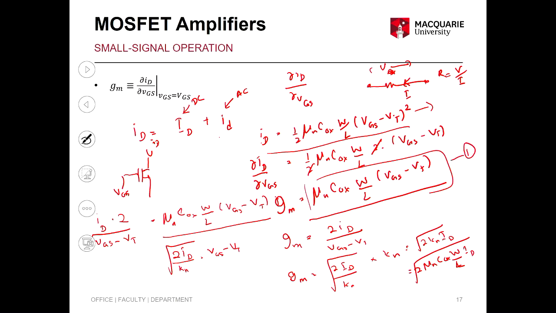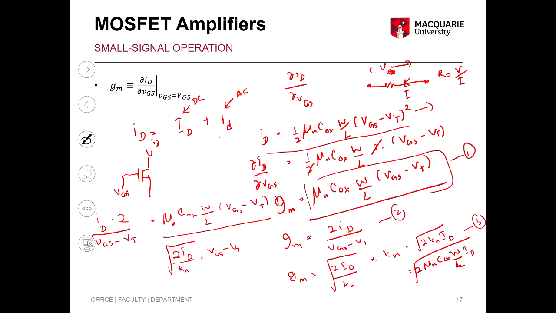Now there's a bit of a confusing message here. If you look at this formula, it says VGS minus VT is proportional to GM. Here it says inversely proportional to GM. So what's right? Why is that?